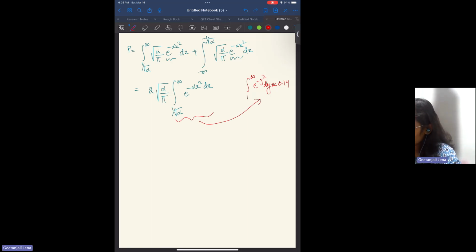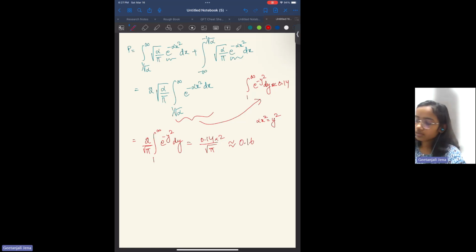So for that you can make a substitution like alpha x square equal to y square. Now if you do it, then you will get 2 times the integral from 1 to infinity of e to power minus y square dy. There will be a root over pi here. So that means this will be equal to 0.14 by root over pi into 2. So what you will get is a value which is approximately equal to 0.16.